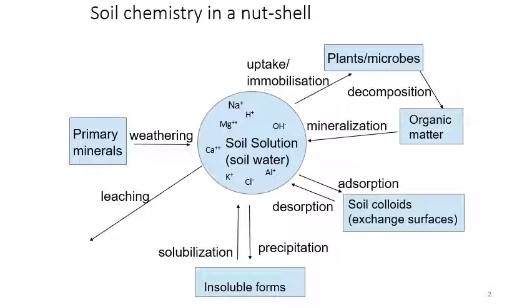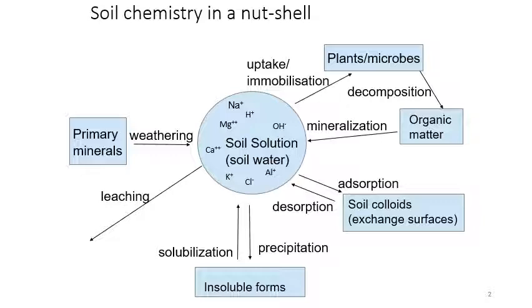And finally, there are the fluxes associated with plant uptake and microbial immobilization. Now, immobilization is really just another word for uptake. In this process, inorganic minerals are converted to an organic form inside the plant or the microbe. So this process of uptake or immobilization is taking inorganic minerals and making them organic.